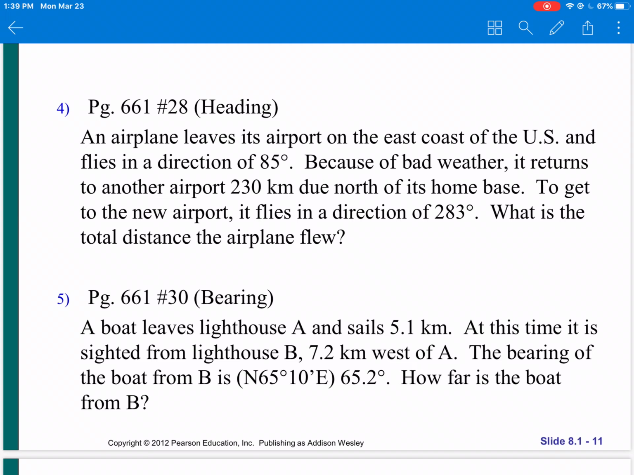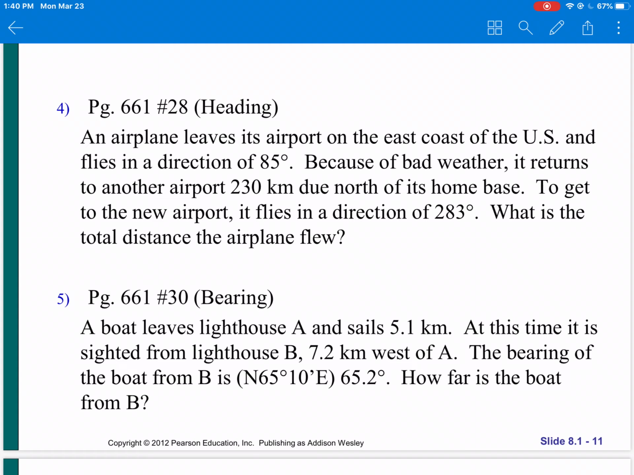But when we talked about applications previously, we kept saying it's all about the diagram. You've got to be able to sketch out the situation, draw the diagram, and once you have the diagram, then you're back to solving the triangle. But you've got to get the diagram first and foremost. So I'm looking at number 4. I've got an airplane leaving an airport on the east coast of the United States, flying in a direction of 85 degrees. Because of bad weather, it returns to another airport 230 kilometers due north of its home base. To get to the new airport, it flies in a direction of 283 degrees. What is the total distance the airplane flew?